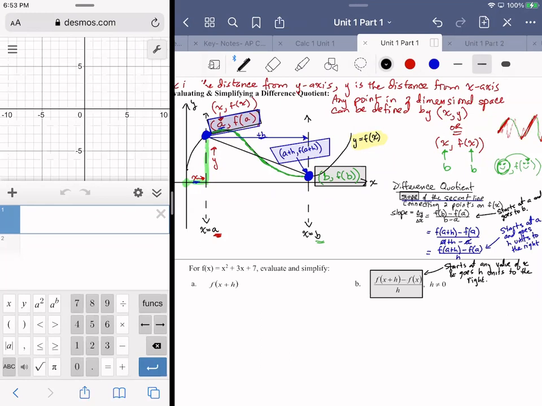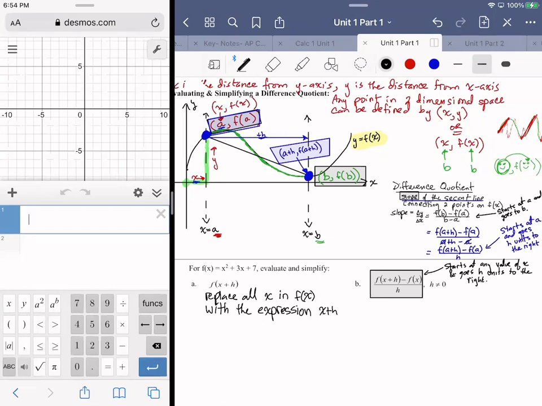So what this is saying is replace all x's in f of x with the expression x plus h. All right, that's what that command is telling you to do.